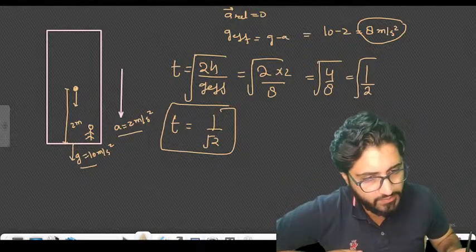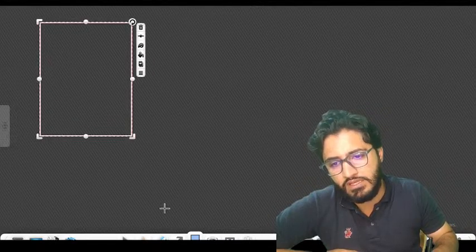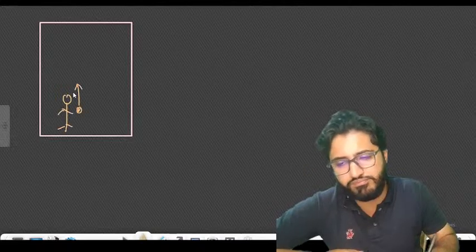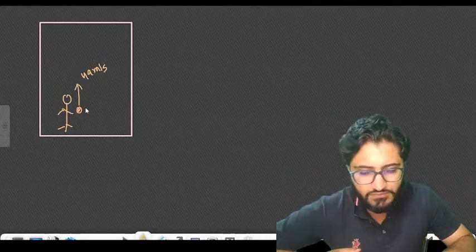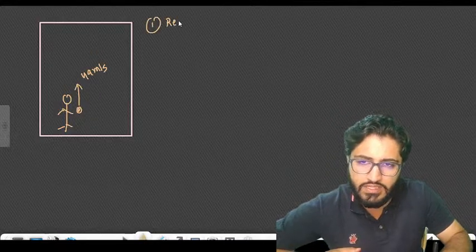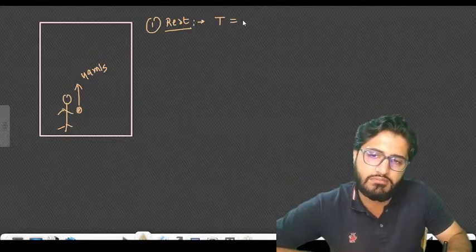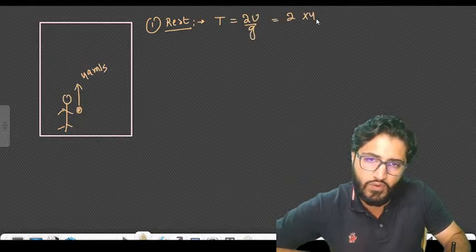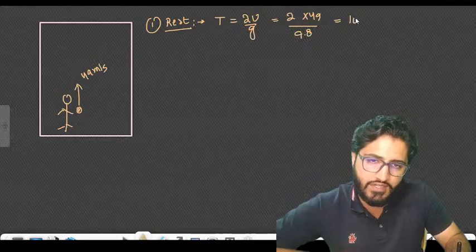Okay. A last numerical, that is the same. We are having a lift. Inside the lift, a boy is there, and the boy is throwing the ball upwards with a speed of 49 meters per second. First condition, if the whole thing is at rest, find the time period. Time period is the same, 2u by g. 2 into u is 49 divided by 10. Okay, or you can take 9.8, so my answer is 10 seconds.